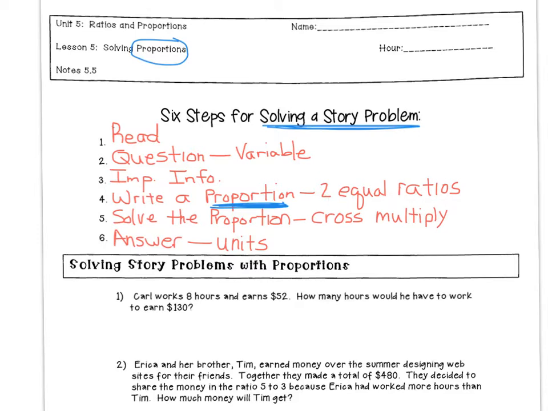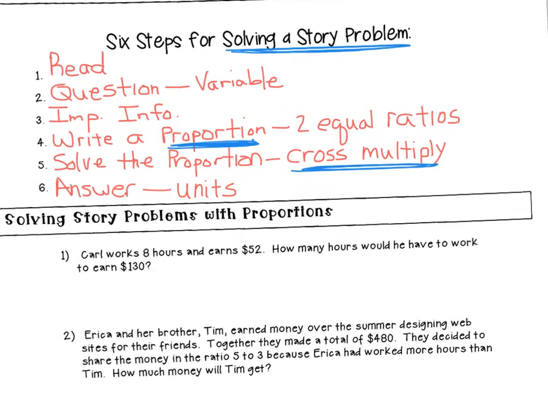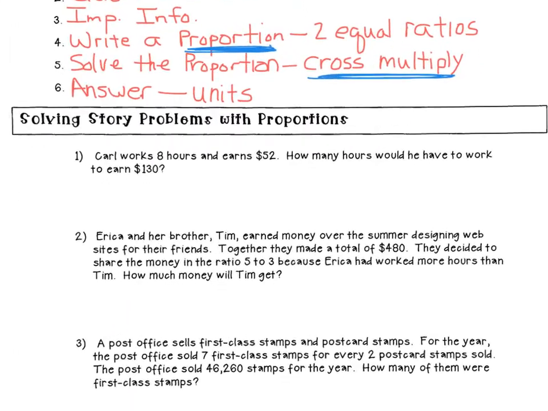Step 5, you're going to solve the proportion, and I think the best way to solve a proportion is to cross multiply. And then finally, answer the question. Be sure to include units of measure. Alright, let's go through some examples. Let's start with example number 1.